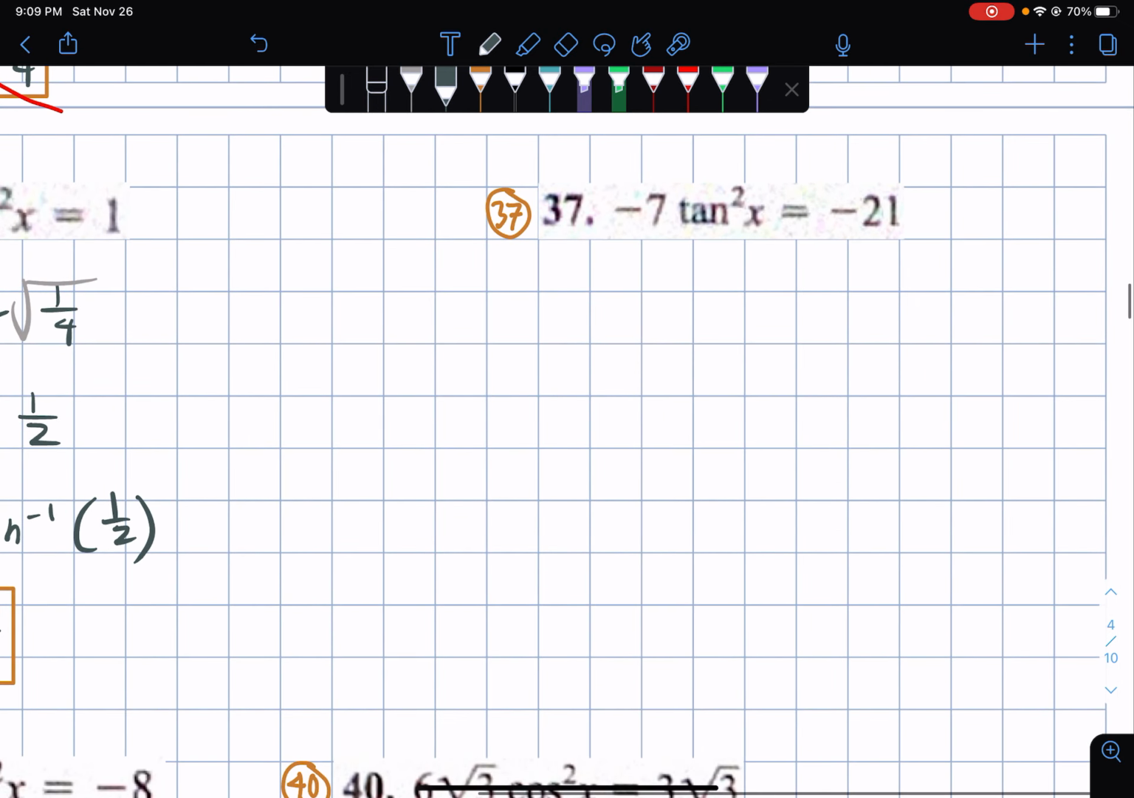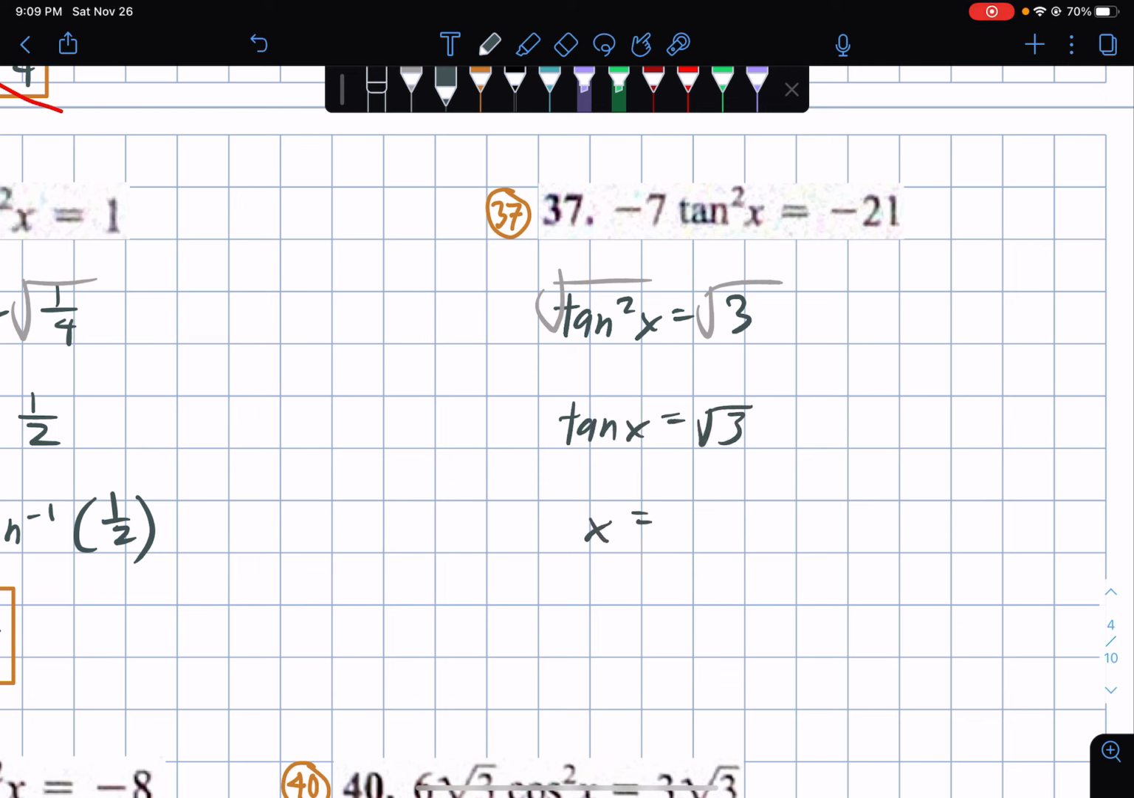Okay, number 37. Tan squared x is equal to 3. Square root on both sides. Tan x is equal to the square root of 3. X is equal to the arctangent of the square root of 3. X is equal to pi over 3.